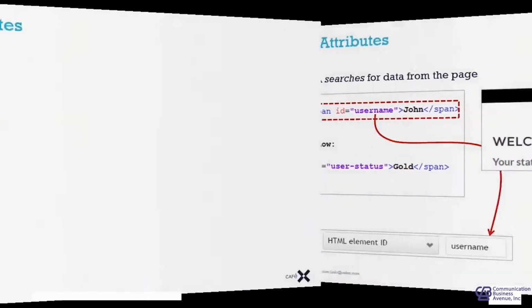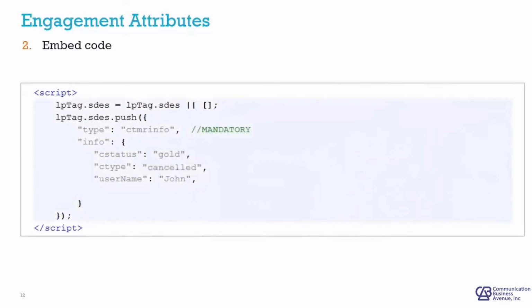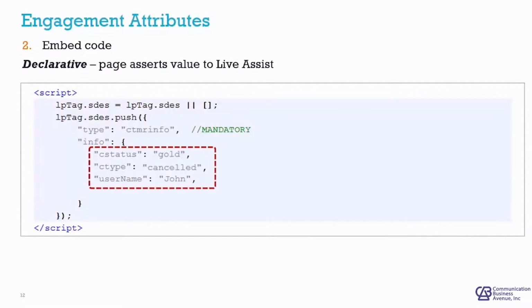Now, the alternative to extracting data, the second method, is to embed some code on the page that uses the Live Assist API to declare the information. The page asserts the data, directly integrating with the Live Assist JavaScript API. This JavaScript sets the status, type, and username. Of course, the code will need to be dynamically generated by the site with the required details. This latter method is preferred. It's cleaner, it decouples your site presentation from its data, and there's no chance for ambiguity.